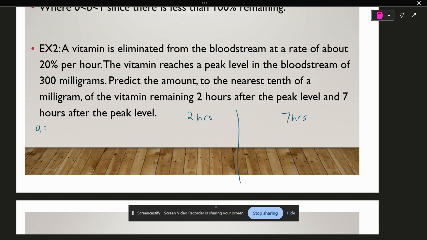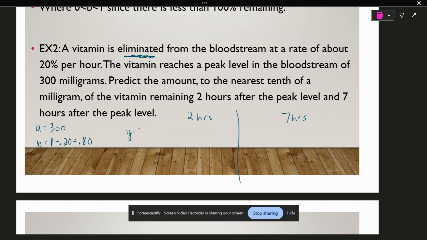A value is what I start with. Started with 300. My B value, it says it's eliminated, so that's a decay. If I started with 1 or 100% of something and I took 20% away, 0.20, I end up with 80% left. The X value, they give it to you in this case. It's 2 hours and then 7 hours after the peak level. Peak level just means where it started at 300 milligrams.